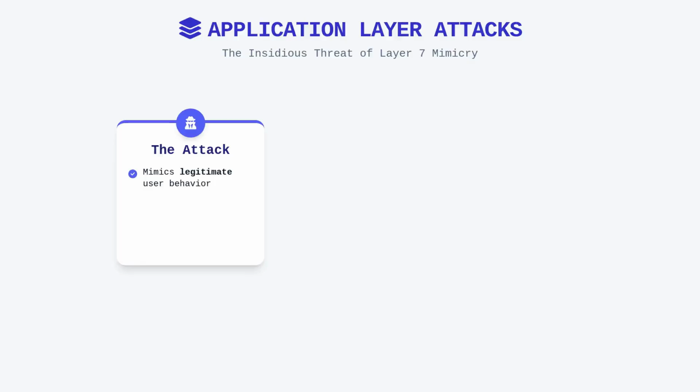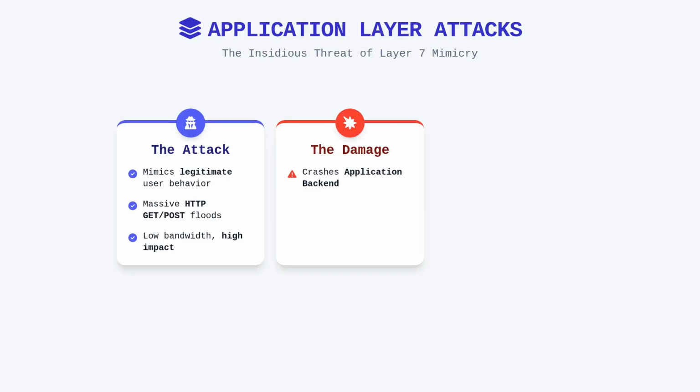As we move up the OSI model, we encounter application layer attacks, which are often the most insidious because they mimic legitimate user behavior. An HTTP flood, for instance, sends a massive number of HTTP GET or POST requests to a web server. To an intrusion detection system, these look exactly like normal browser requests, but the aggregate load is designed to crash the application backend or exhaust database connections.